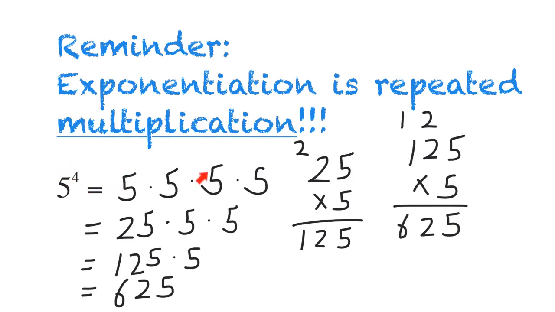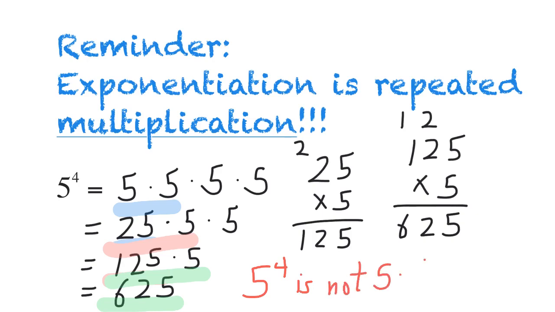So notice, once again, I have an exponent of 4. I have 1, 2, 3, 4 5s. I do some multiplication first. 5 times 5 gives me the 25. Then 25 times 5 gives me 125. Then 125 times 5 gives me 625. A reminder, 5 to the 4th is not 5 times 4. Don't say 20 is your answer.